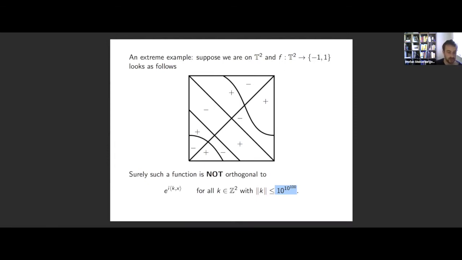Any questions up to this point? I'm also in the chat if someone has. Could you just repeat the definition of spherical design?